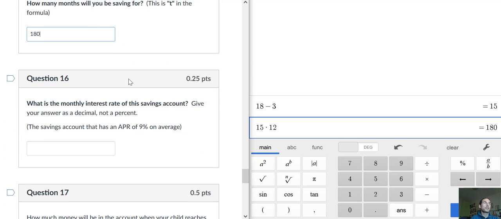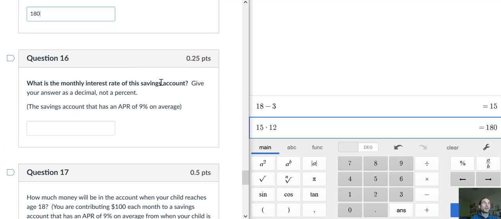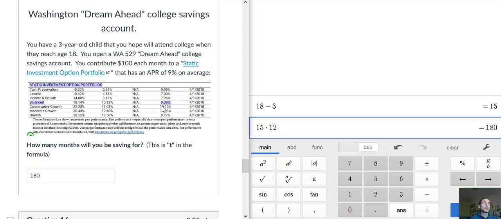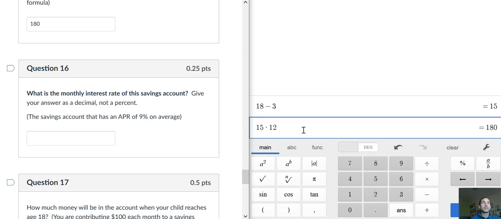Okay, so next up, what is the monthly interest rate of this savings account? Give your answer as a decimal, not a percent. It's saying the savings account has an APR of 9% on average. I know it says 9.39, you might be able to see it there in the image, but we're just going to call that 9, right? Because these are not fixed interest rates. They fluctuate all the time. So we'll just call it 9%.